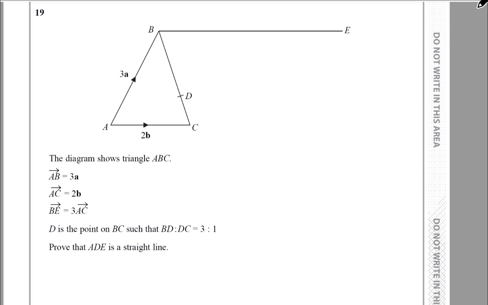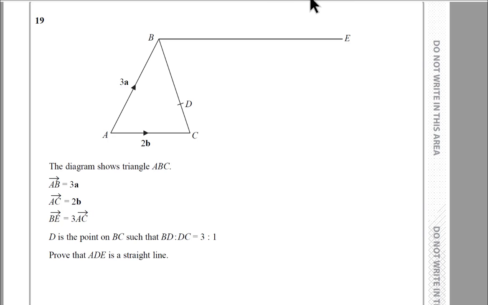Question 19, that looks like vectors. So look at this vectors question. We've got BD to DC, that's 3 to 1. Prove that AD is a straight line, so we want there to be multiples of each other, and that will show that it's a straight line.